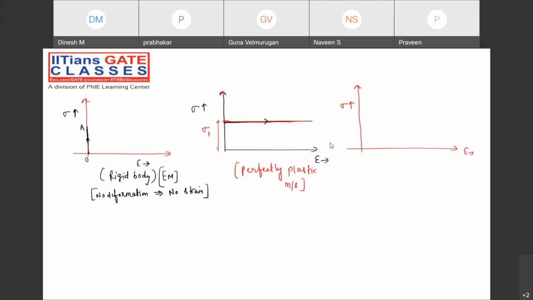Now, when you draw the diagram for the third material, you can draw something like this. Which type of diagram is it? Linear elastic plastic material, right? Yes or no, guys? All of you are understanding?